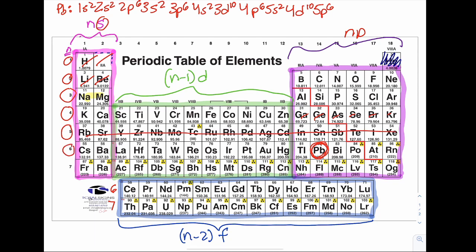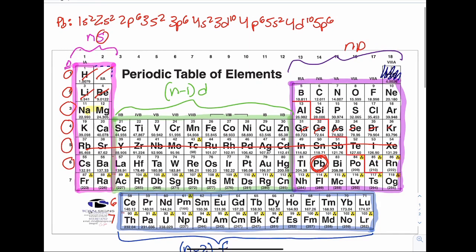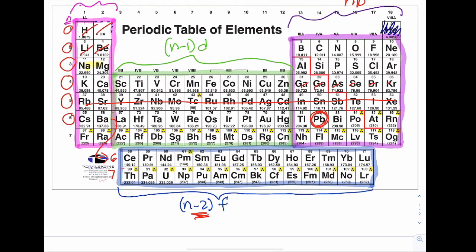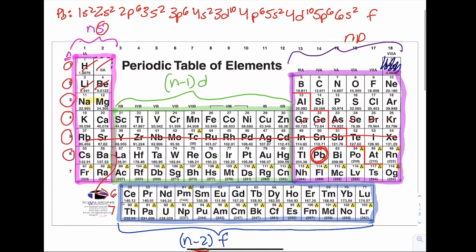I'm now at 6. I'm in the s's, there's 2 of them. And then this is where we have to go down and do our f's. And then for the f's, I have to subtract 2 from it. So instead of doing 6f, I'm going to do 4f.